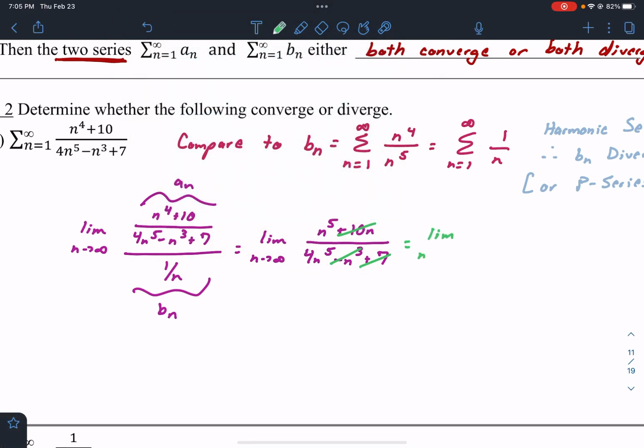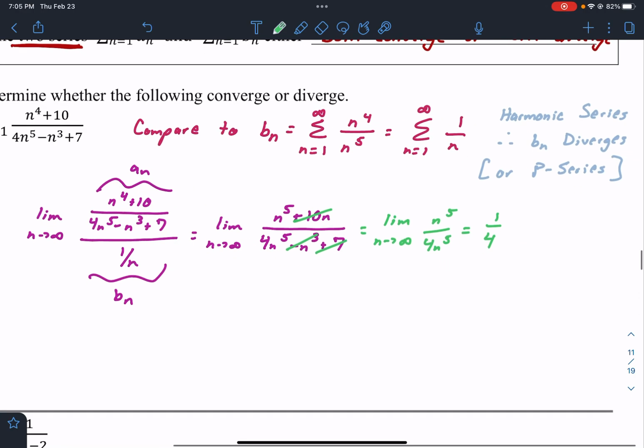is equal to the limit as n approaches infinity of just n to the 5th over 4n to the 5th, which equals 1/4. Now, it's really important that you state this. You have to state that this is finite and positive, because that's the condition for us to use this test. If my answer is not finite and positive, then I cannot use this. So we're going to state that, and then we're going to say therefore.